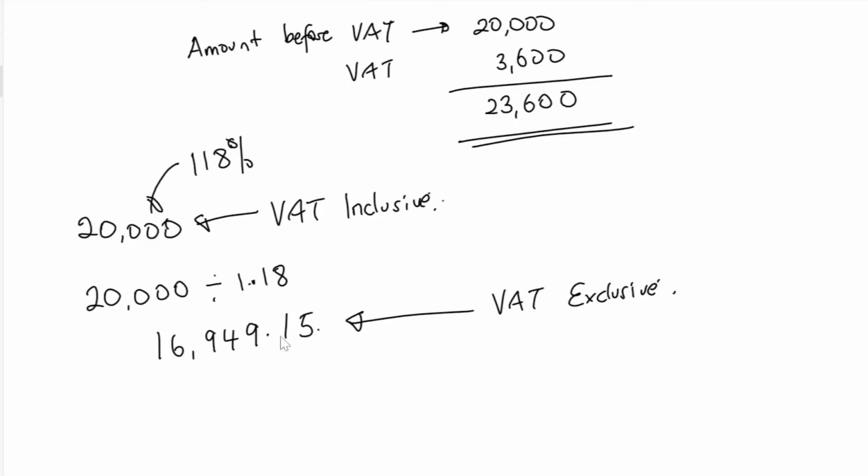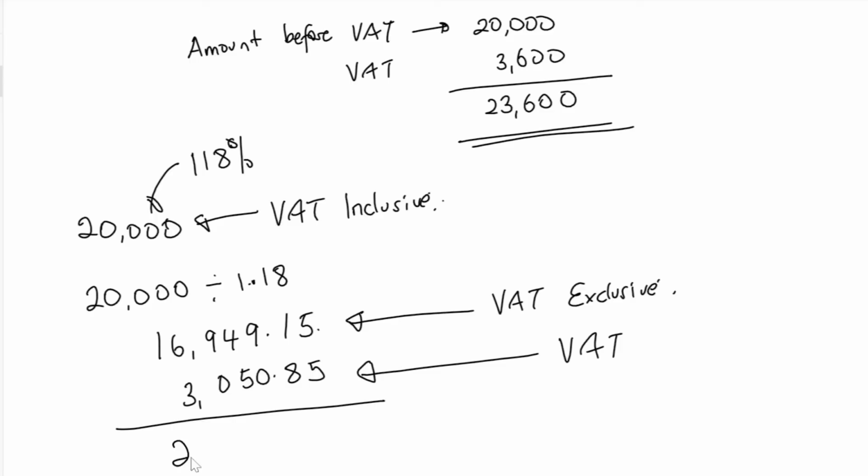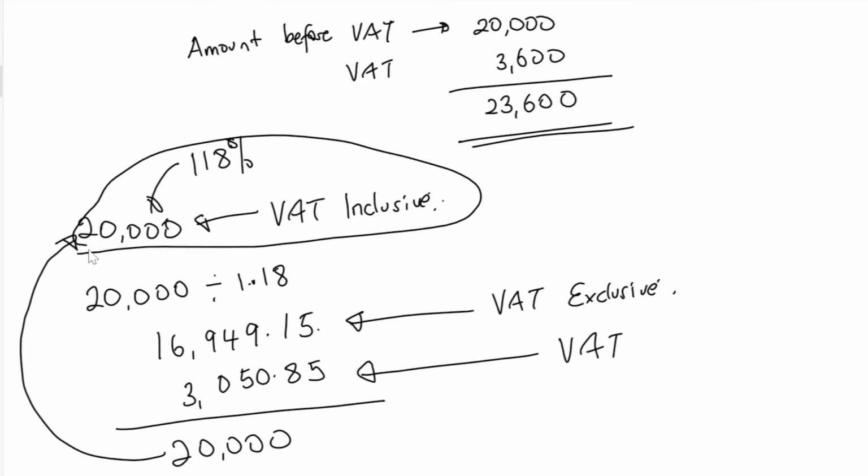And of course, if I have my VAT exclusive, then I can also get my VAT from there, which is 20,000 minus 16,949.15. You're going to end up with 3,050.85. This is the VAT, and when you add those two, you end up with the 20,000, which happens to be our VAT inclusive figure right there. So in practice, that's the technique you use to arrive at those calculations.